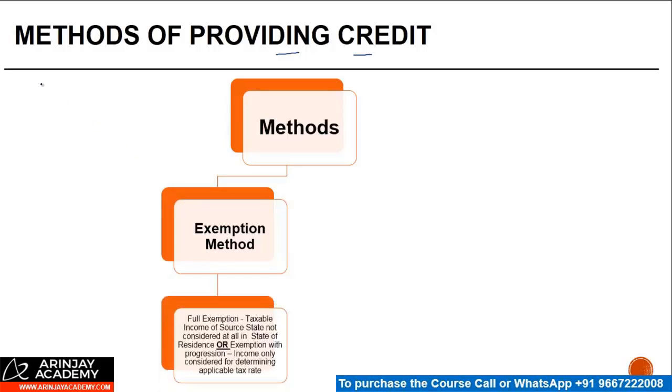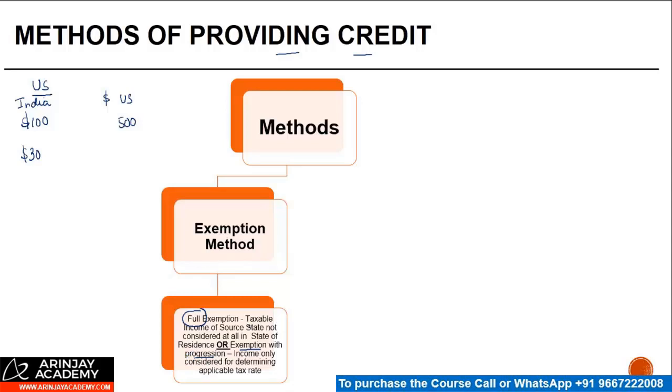In this case, let's take an example. Suppose there's a US tax resident. He has an income of $100 in India, and he has an income of $500 in US. Under the exemption method, suppose he has paid taxes in India amounting to $30 on such income. So how would the exemption method work? The exemption method has two things: one, a full exemption, or second, an exemption with progression.